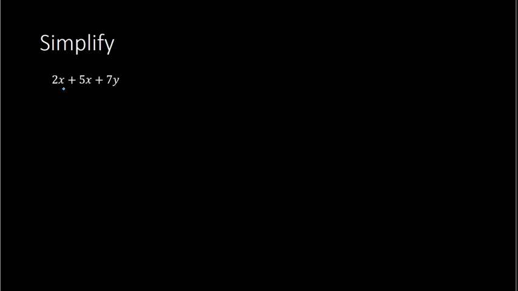So here we see that 2x and 5x are like terms because they both have an x. So we can combine the 2x and the 5x to get 7x. So this would be 7x plus 7y.